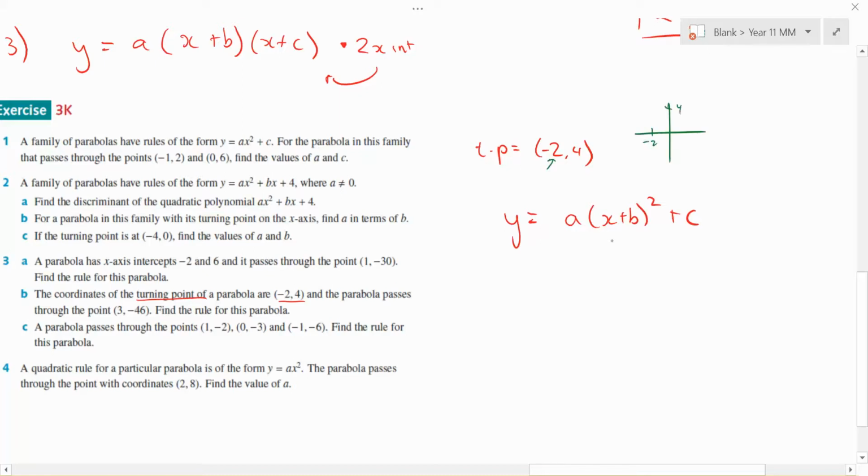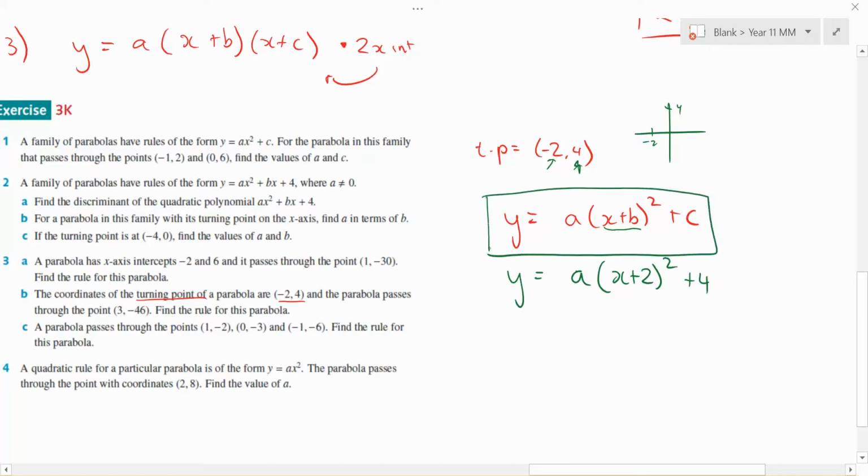So left by 2, the only way for that to happen is if this was x plus 2 squared. Okay? And the only way for it to go up is if this was plus 4. So that's how you get that term there. Now the nice thing is I've chosen the correct equation and I only have a to solve. So I just need another coordinate.